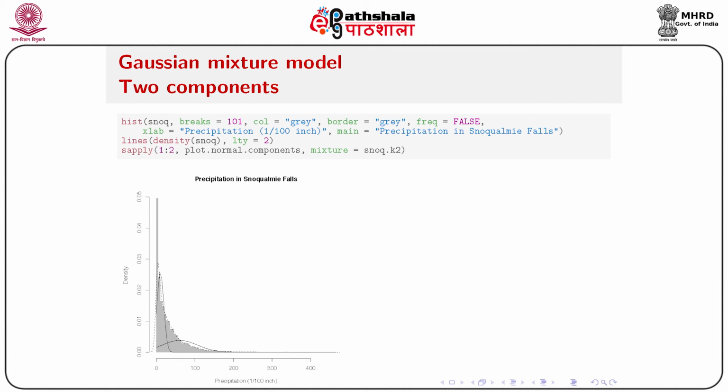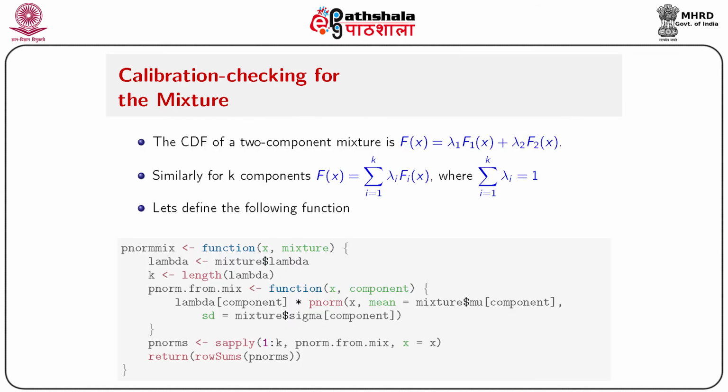For two components, I am using two components: this is the histogram, and then the lines are the density function and the two component mixture model. If you see, the two component mixture model doesn't fit very well. Then we can calibrate whether it is a good fit or not. The CDF of the two component mixture is F(x) = lambda 1 f1(x) + lambda 2 f2(x). Similarly, for k components, it is the sum over i equals 1 to k of lambda i fi(x), where the sum of the lambda i equals 1.